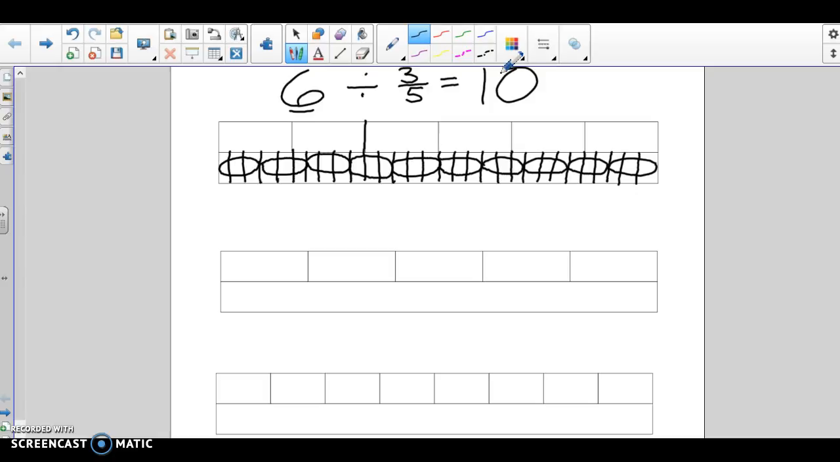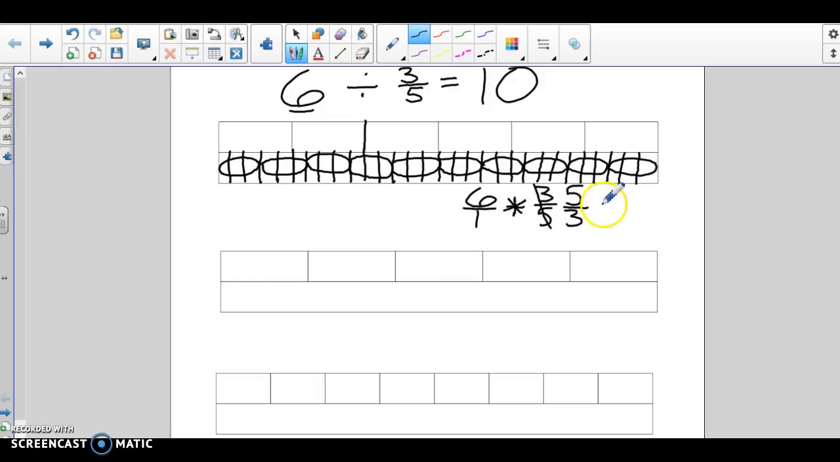Now there's another way you can do this. It's called the algorithm, which is a little simpler. 6 as a fraction is 6/1 divided by 3/5. Well, it's kind of funny because we find the reciprocal of this, which is 5/3. Some of you say you flip the second and then multiply.